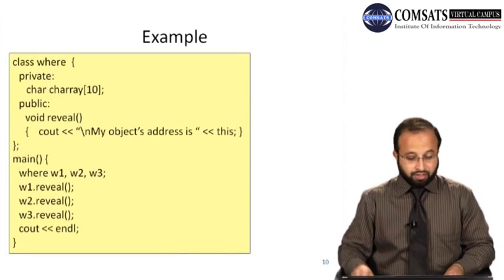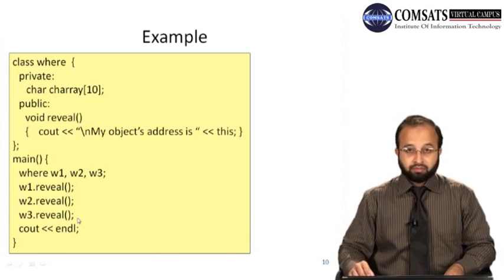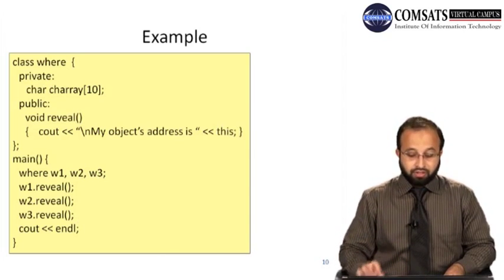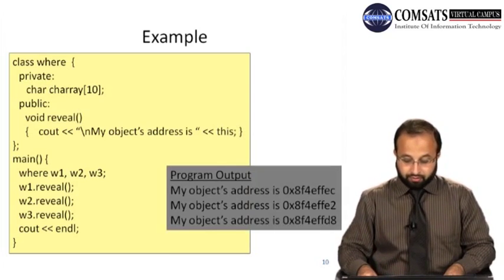Example. Now this is an example. We have a class that has a data member, a character array whose size is 10, type is character. Now we have one public function, reveal, that says my object's address is this. So we created three objects, w1, w2, w3, and we call the function reveal three times. Now the addresses that will be printed here are different addresses. Why? Because the value of the this pointer will be different for every object. Right? So these are the different addresses.